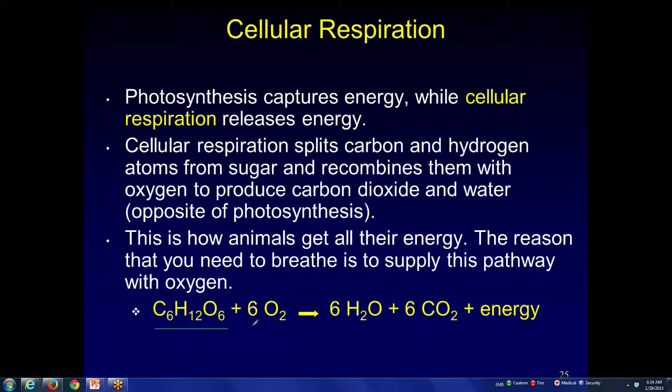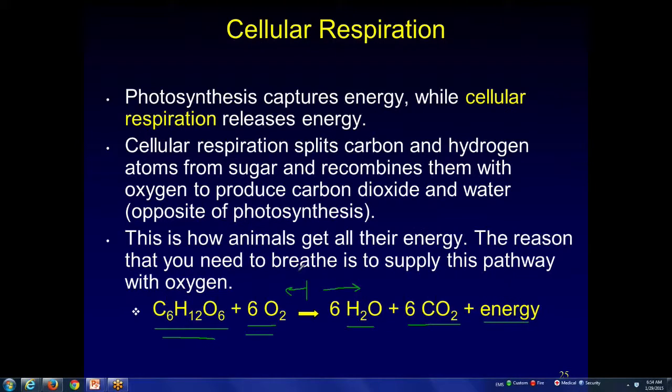C6H12O6, the glucose, plus 6 oxygens. Now, were those reactants in photosynthesis? Anybody remember? No, guys, these were the products. But in cellular respiration, C6H12O6 and 6O2 are the reactants on the left side of the equation. And then on the right side of the equation, we have our 6 waters, our 6 carbon dioxides, and our energy. The energy actually comes out as a product.